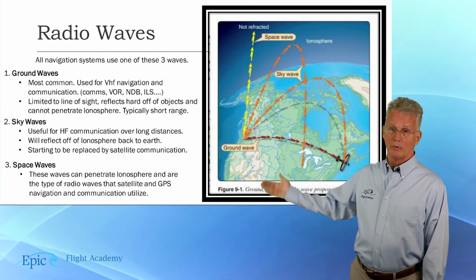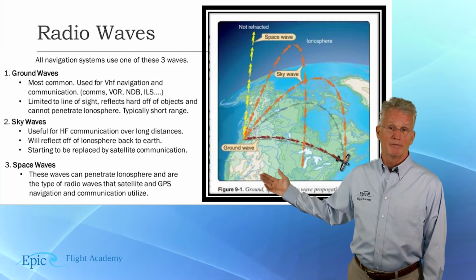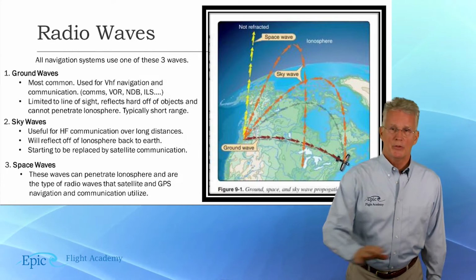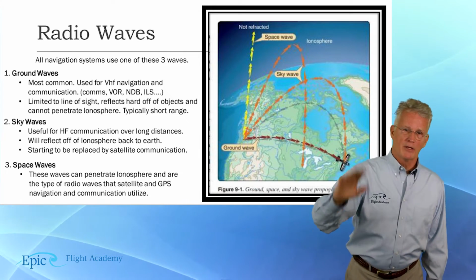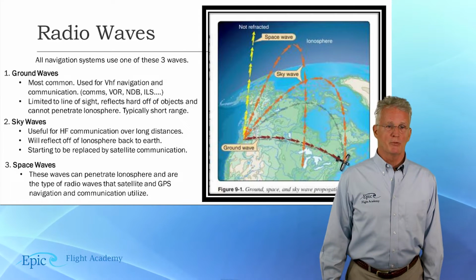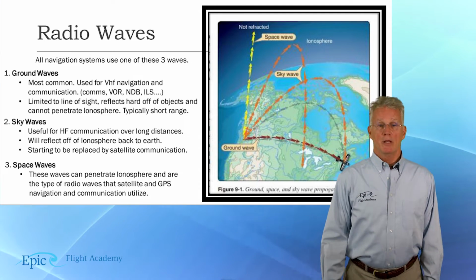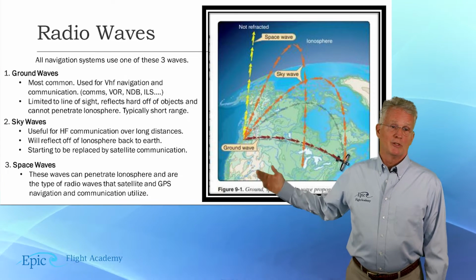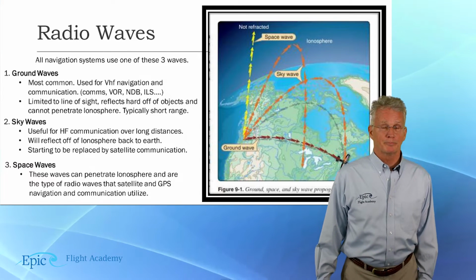The second type you can see here, we call the sky wave. This is useful for HF communications over long distances. Why? Because this frequency band reflects off the ionosphere and back to Earth. And then the third type are space waves. These are much higher frequency and can penetrate the ionosphere. And you see, those are used for things such as GPS navigation and communication.